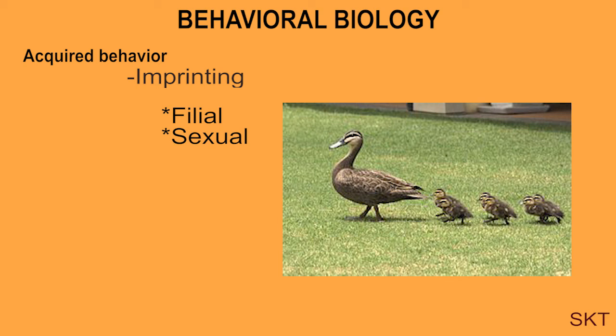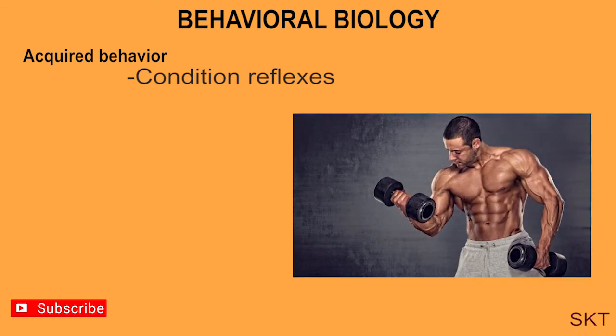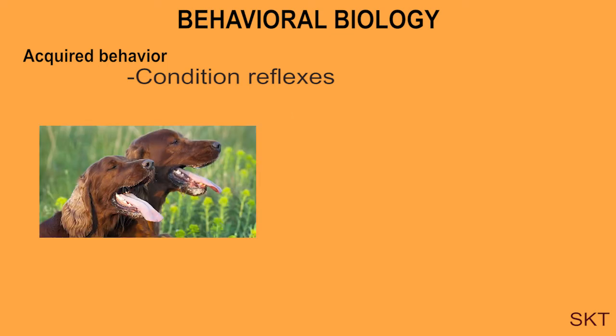So the third acquired behavior is conditioned reflex. These are reflexes developed due to repeated training. It is a kind of modulated reflex. It is related with the cerebral cortex of the brain. An example of conditioned reflex is salivation in a dog.